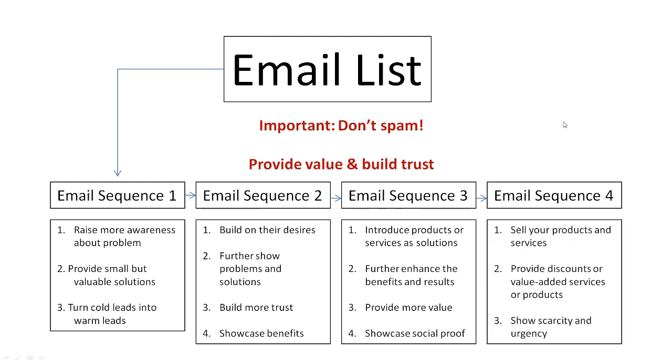So the next is sell your products and your services. This is the time now that you introduce and really go hard selling on your products, but not too hard a sell, because from email sequences 1, 2, and 3, you have already built a relationship. It's now time for you to offer your products or services. And in this stage, you can also provide discounts, value-added services or products, freebies and bonuses, and so on.